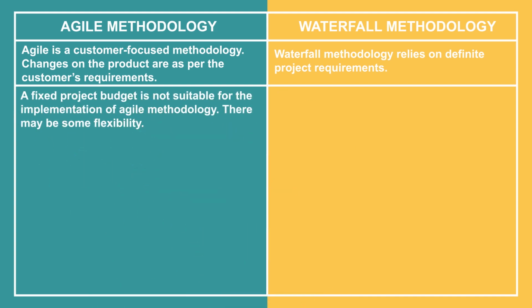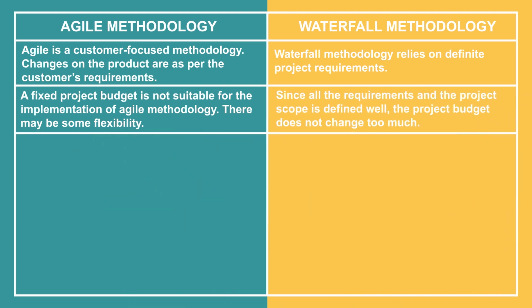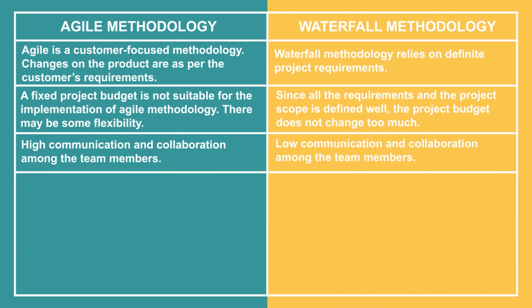A fixed project budget is not suitable for the implementation of Agile methodology. There may be some flexibility. In Waterfall, since all the requirements in the project scope are defined well, the project budget does not change too much. Agile has high communication and collaboration among the team members. Waterfall has low communication and collaboration among the team members.